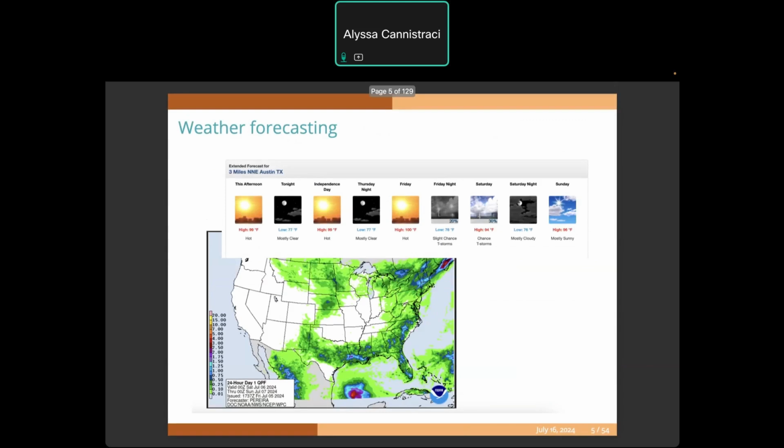And this is just the output from NOAA weather for the weather in Austin. As you can see, I have 5 days. And this is also the precipitation forecast for the US a couple weeks ago. So this is a really common example of data assimilation that we just see every day.